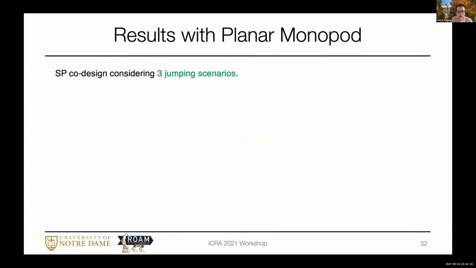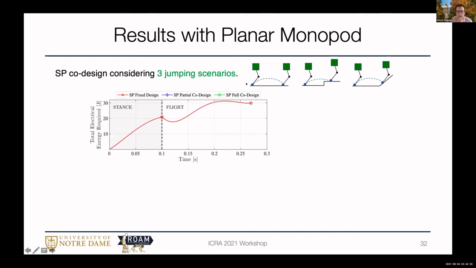So we have some preliminary results with a planar monopod here, looking at jumping onto flat ground, a stair, and a slope. We first optimized the design for jumping on this flat ground, and then evaluated it on this stair. And here you have the result in red. Here on the X is time, on the Y is the energy required.